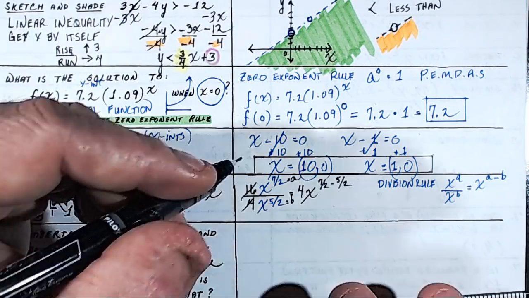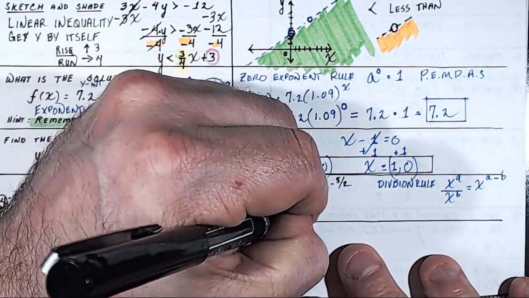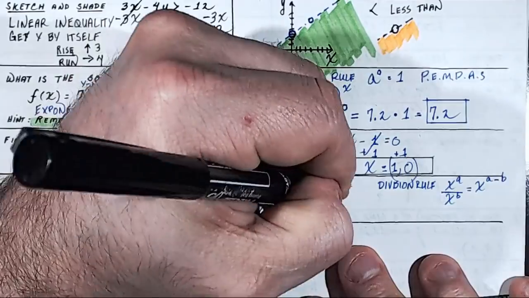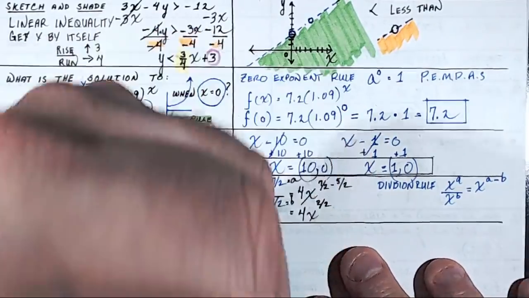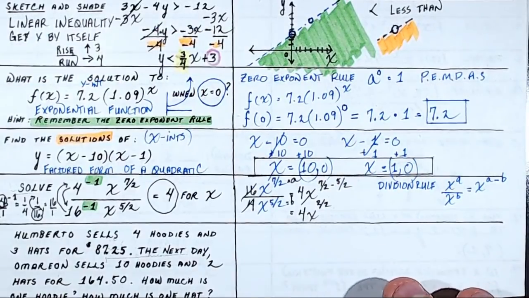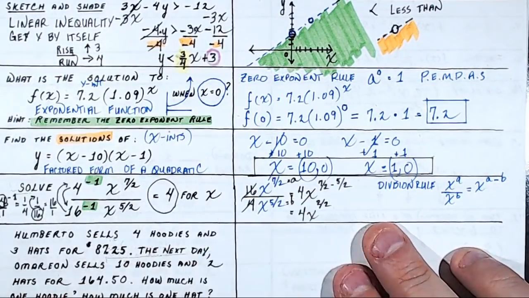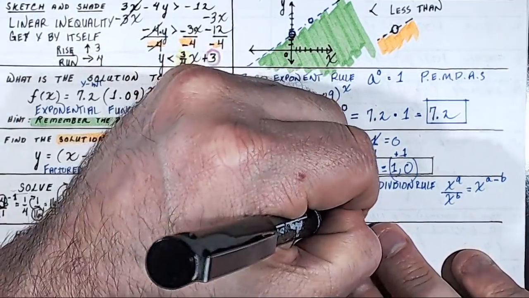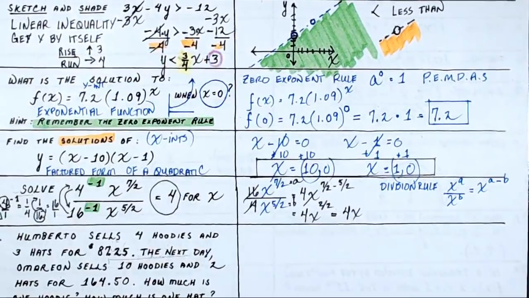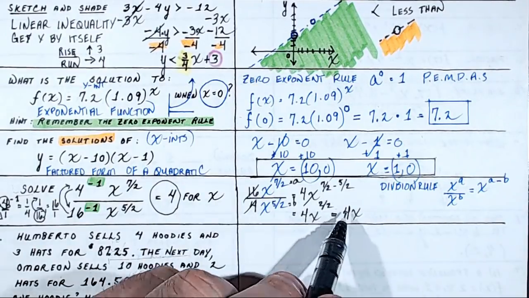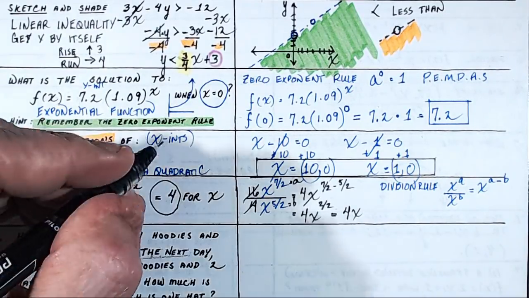So I'll write that and show you. I've got 4x raised to the 2 over 2. Well, 2 divided by 2 is 1. So I have x to the first power, and that's just x. So 4x to the 2 over 2 is just 4x, because it's 4x to the first power. 2 divided by 2 is 1. So 4x.